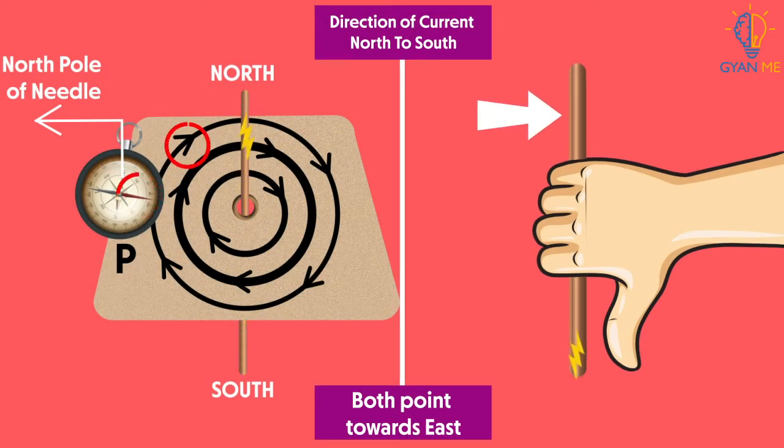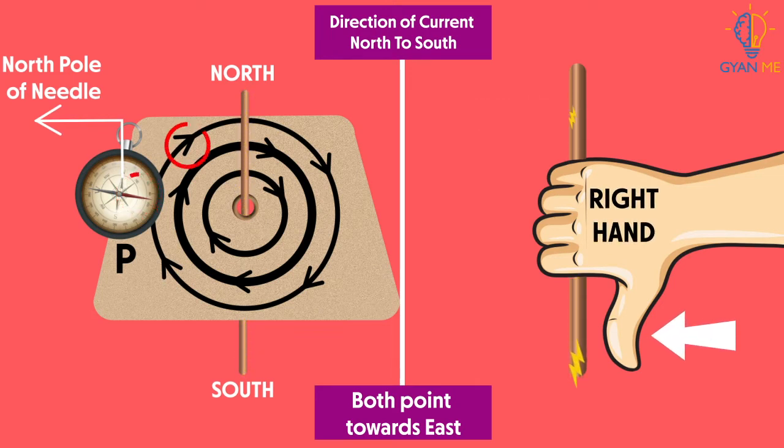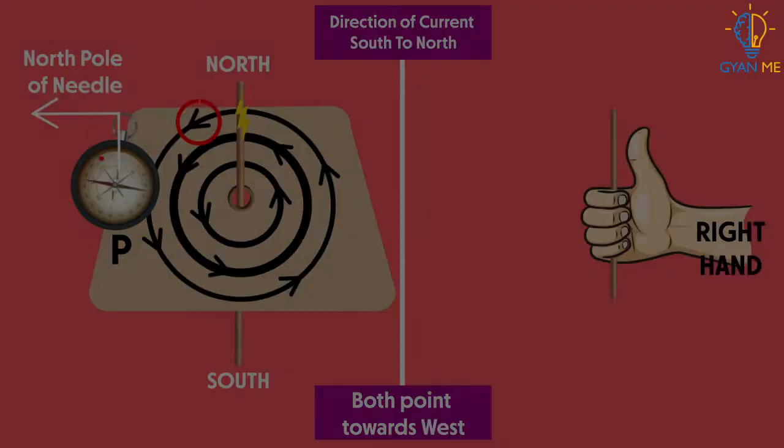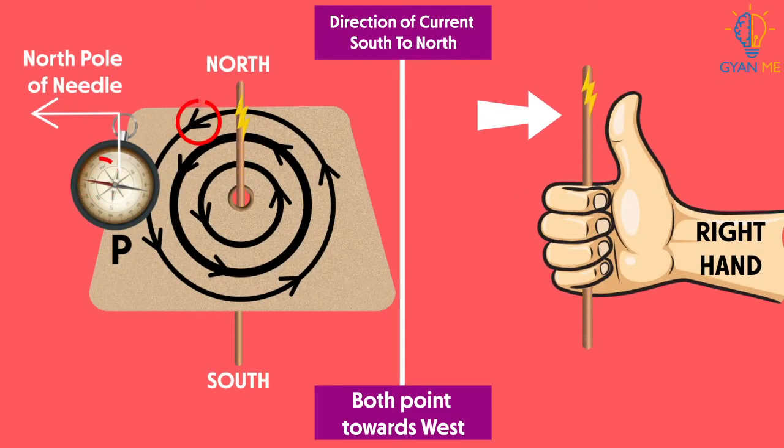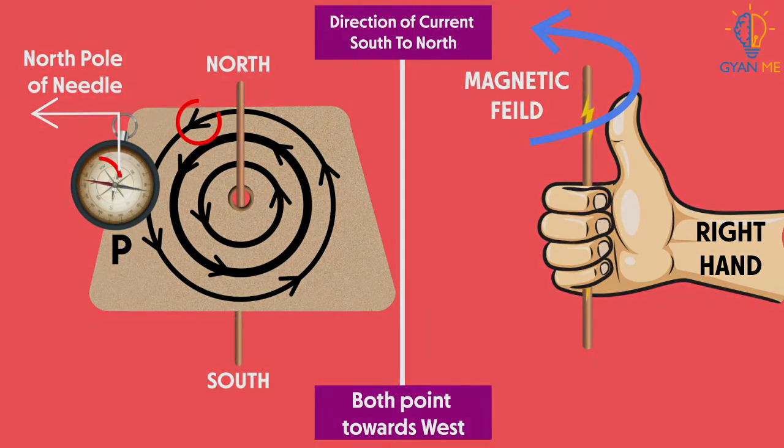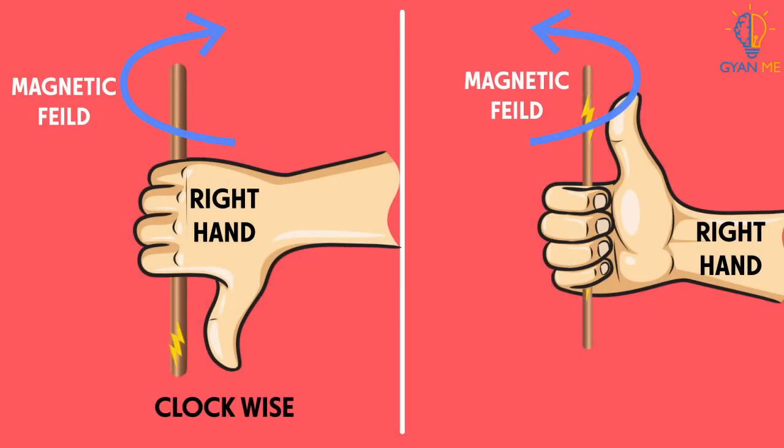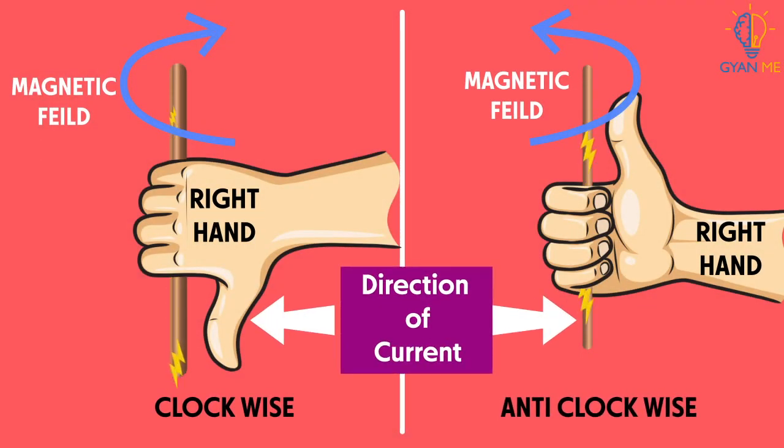Imagine you are holding a current-carrying straight conductor in your right hand, such that the thumb points towards the direction of current. Then your fingers will wrap around the conductor in the direction of the field lines of the magnetic field. If the direction of the current changes, the direction of the magnetic field lines will also get reversed. In other words, the direction of magnetic field lines will either be clockwise or anti-clockwise. This rule is known as the right-hand thumb rule.